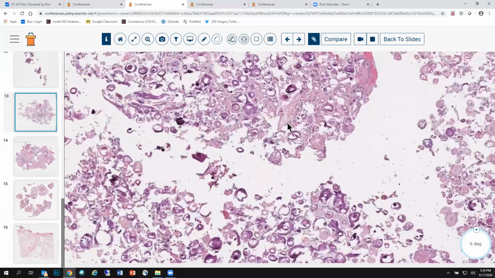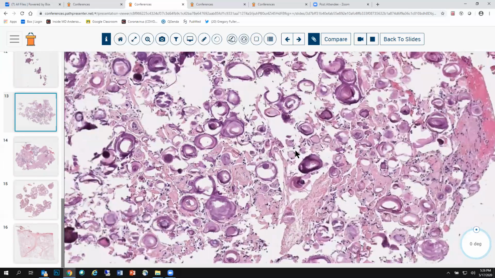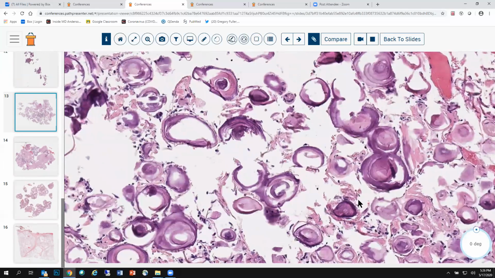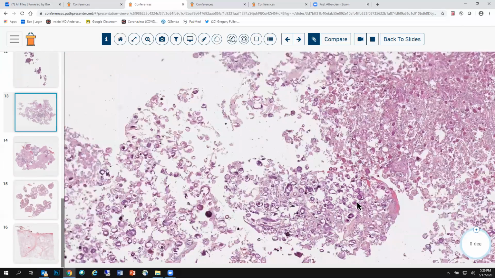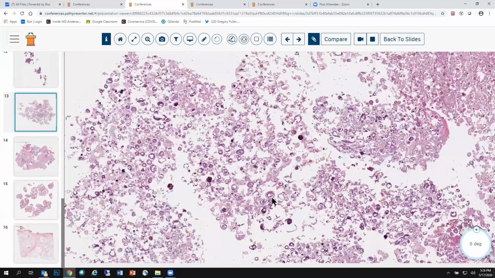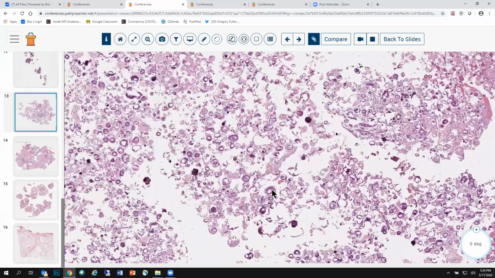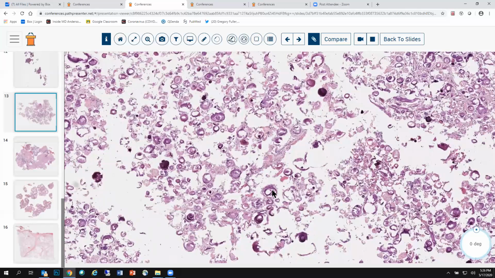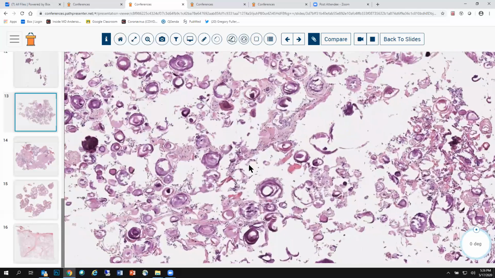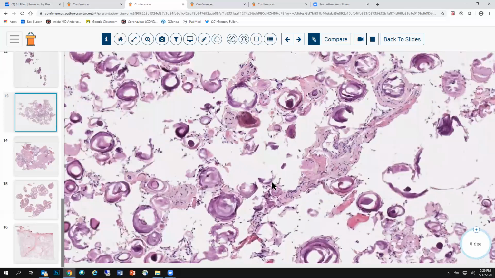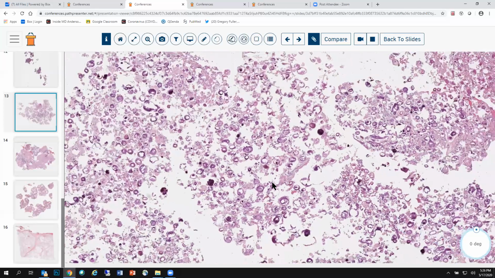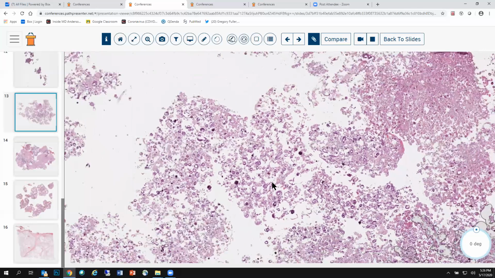For this one, we picked a beautiful psammomatous meningioma. Again, the key here, a quick question. Let me ask you a quick question. The person who grossed this in, it could have been the attending pathologist, a fellow, a resident, a PA, or a histotech. What was the big mistake that the grossing person made?